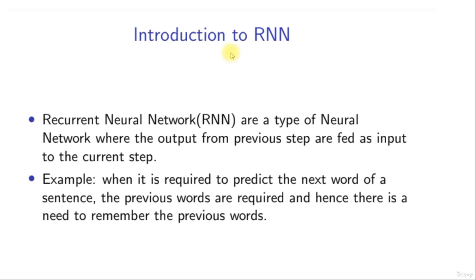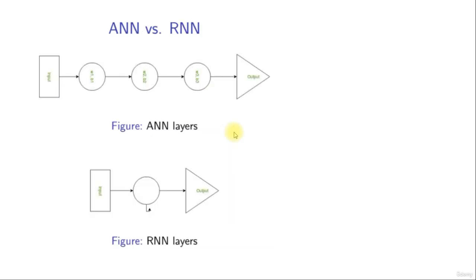Introduction to RNN. Recurrent neural networks, or RNN, are a type of neural network where the output from the previous step is fed as input to the current step. A good example is predicting the next word of a sentence: the previous words are required, and hence there is a need to remember them. So this is the whole logic behind developing the RNN.